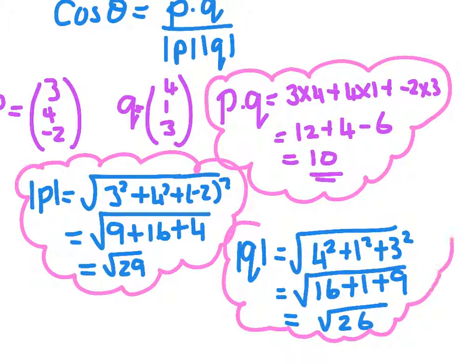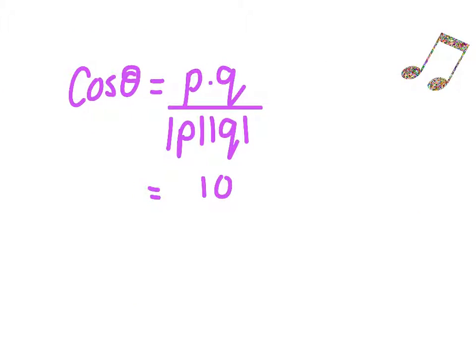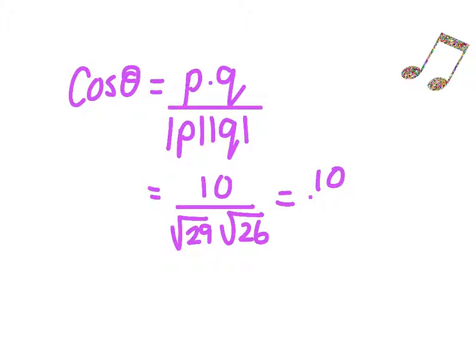Okay, now we have all the things we need. We can pop those into the formula. So the cos of theta is P dot Q over the magnitude of P times the magnitude of Q. P dot Q was 10. The magnitude of P was root 29, and the magnitude of Q was root 26. So that's the same as 10 over the square root of 754.